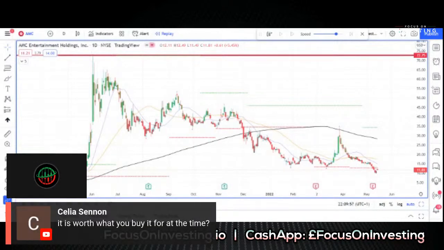So Celia asks, is it worth it for you to buy it at that time? I'm assuming you meant, is it worth buying at that price at that time? Well, this is the question, right? If you're buying it specifically for a short squeeze play, and we know that for there to be a short squeeze the price has to go up, and the price is going down, then is it really a short squeeze play? This is what we have to ask.